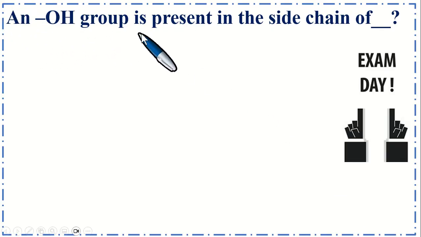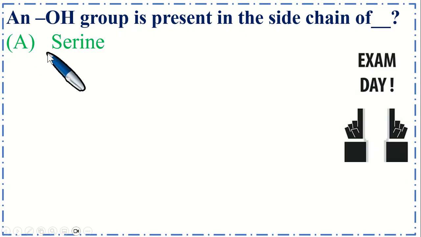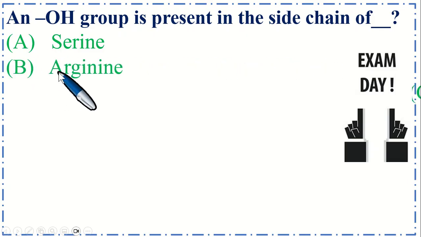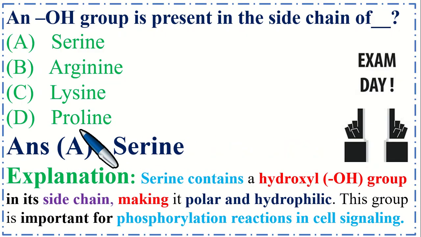An OH group is present in the side chain of dash. Option A serine, B arginine, C lysine, and option D proline. So the correct option is A serine. Serine contains a hydroxyl group in its side chain, making it polar and hydrophilic. This group is important for phosphorylation reactions in cell signaling.